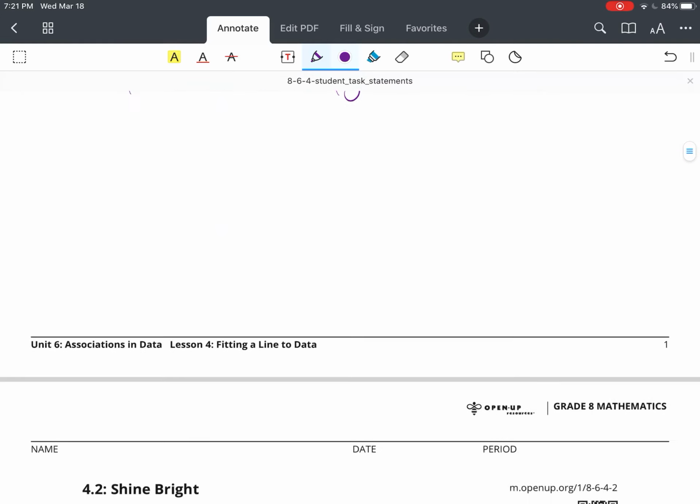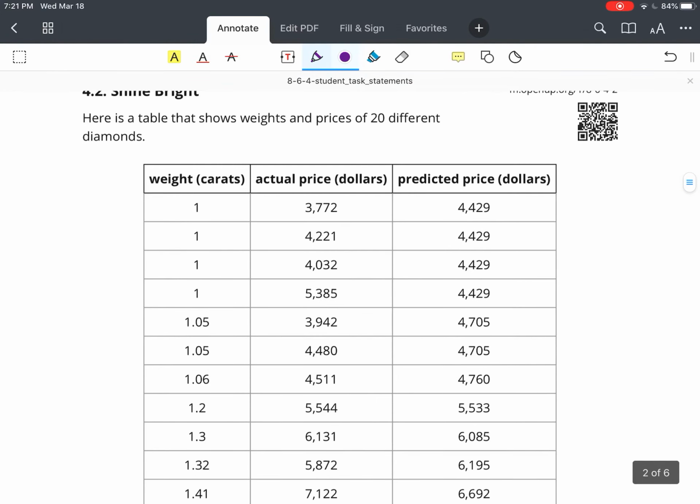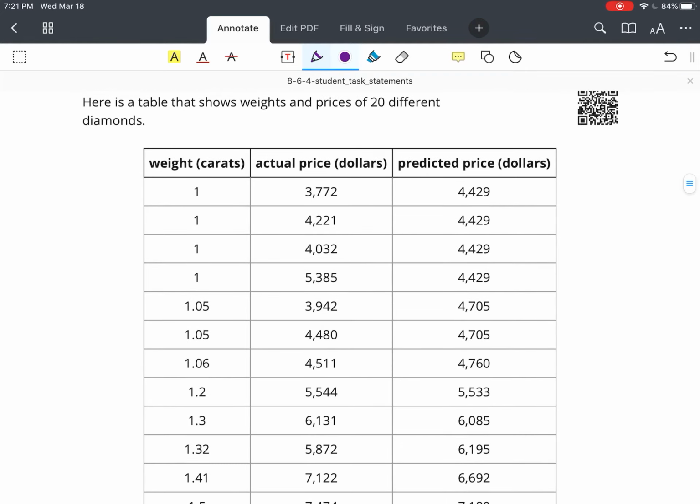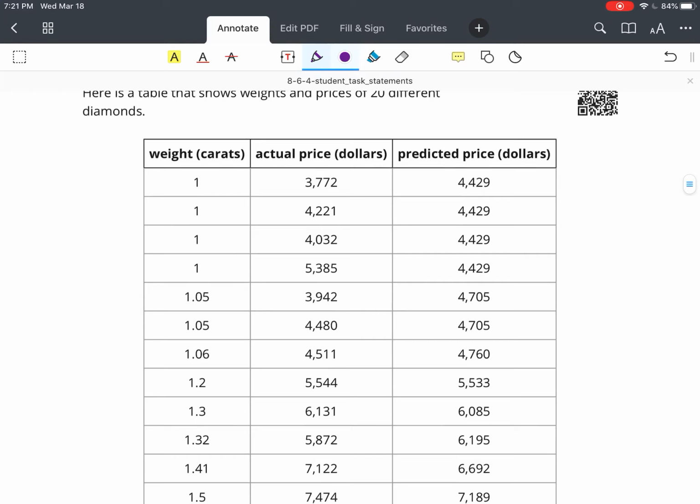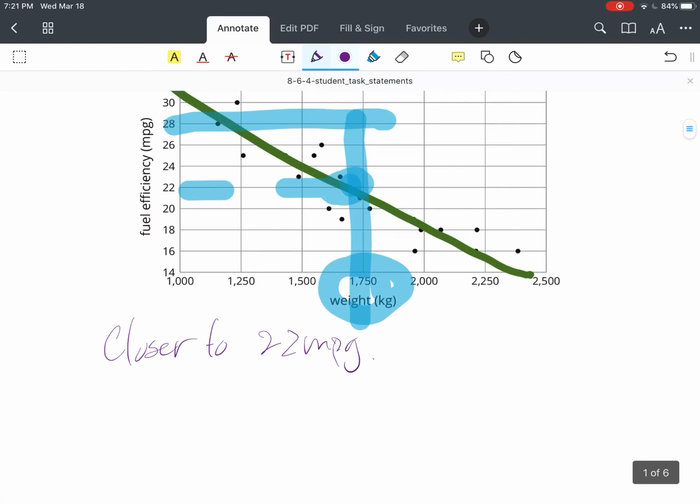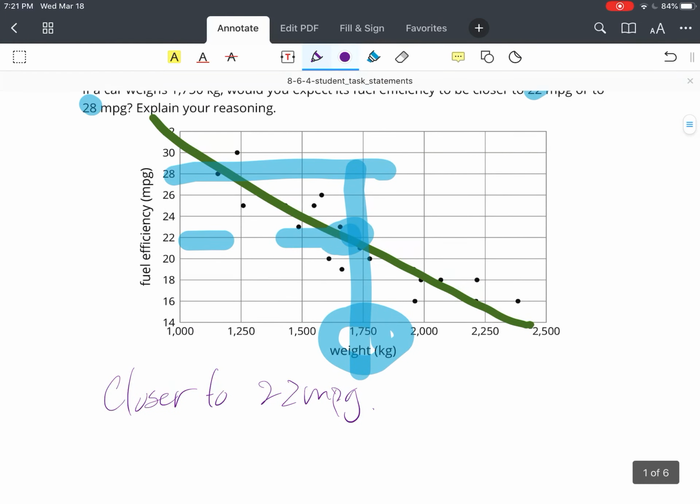Let's go back to 1 and let's use purple. Here's a table that shows weights and prices of 20 different diamonds. So if you didn't know, diamonds are weighed using carats. I don't know why. You have the actual price of how much they cost, but then you have the predicted price. Now you might be wondering, how are they predicting this? Well, if we go back to the previous example, that green line, you can actually find an equation for that green line, right? You have your starting value, you can find your slope, and then bam, you have an equation that can predict the line.